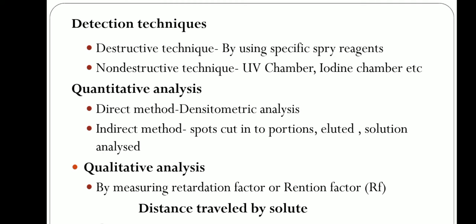Again, if we keep that again in that chamber, the color development takes place again. So that is a non-destructive technique. Destructive technique means, by mistake, the compound may be an alkaloid. If by mistake we have sprayed ninhydrin, the spot may get destroyed. That is a destructive technique. So detection techniques based upon the detecting agents may be destructive or non-destructive. Destructive technique by using specific spray reagent, and non-destructive technique by using UV chamber, iodine chamber, etc.